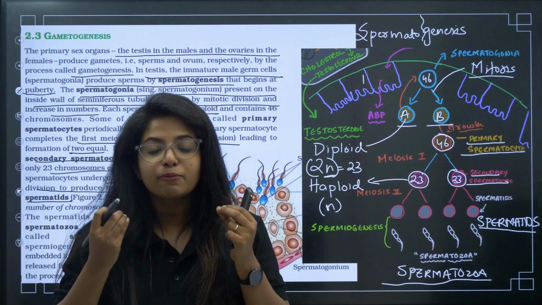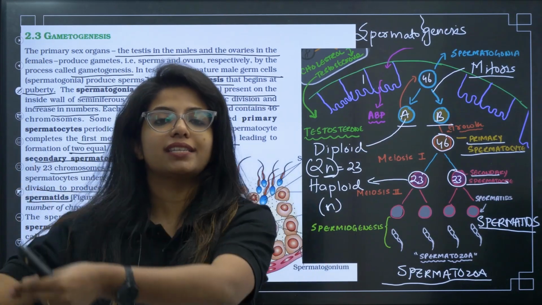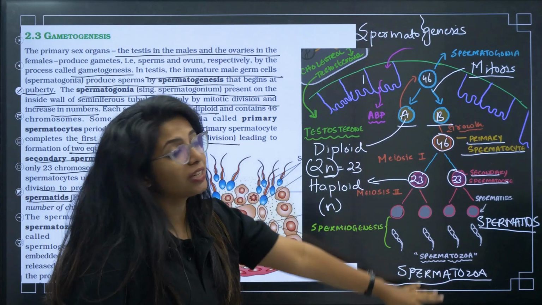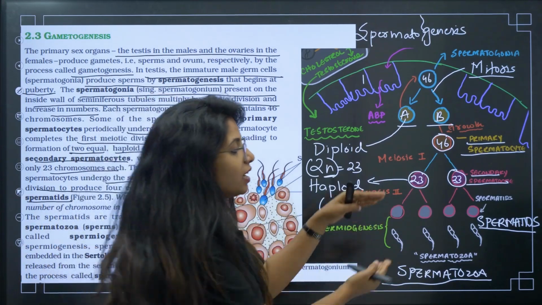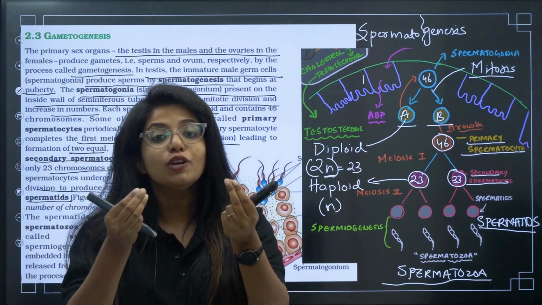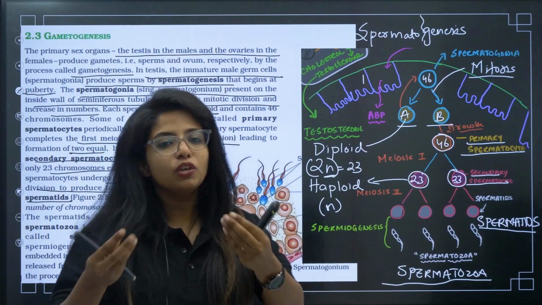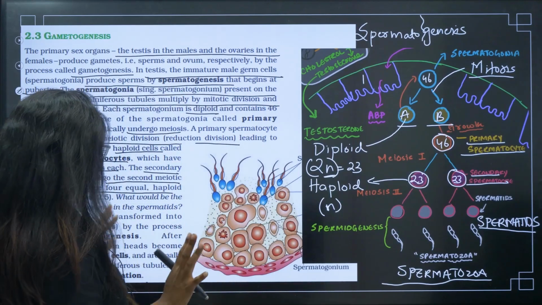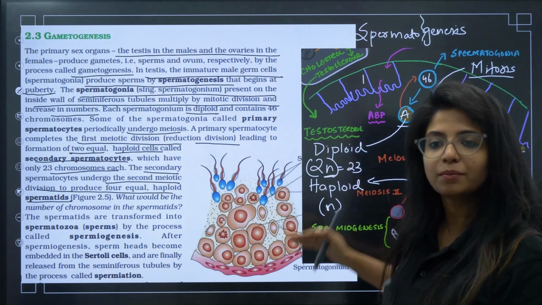What do you call this process? You call this process spermiogenesis. Spermatogenesis means formation of sperms. Now only this process where the kids become mature, you call this spermiogenesis. Spermio, this formation of sperm, spermiogenesis. You can remember it like that: formation of sperm from the spermatids.